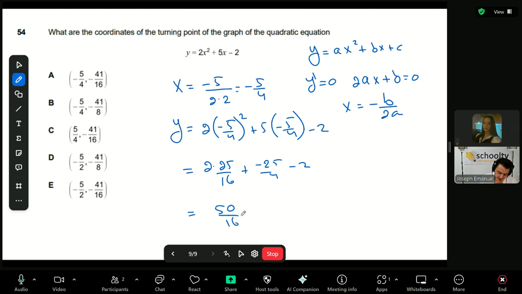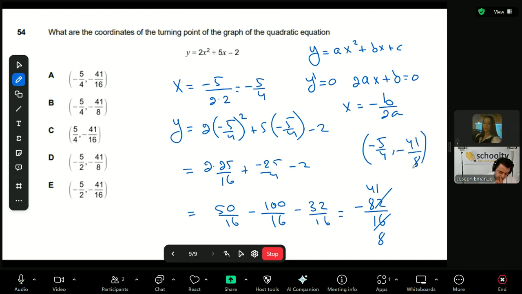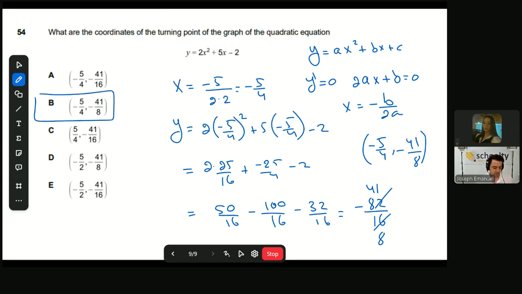You have 50 on 16, 100 on 16. It's okay to continue? 32, 16. How much will it be? Minus 50, minus 82. 8 and 41. So you have minus 5 on 4, minus 41 on 8. This is D. Let's check if it's the correct answer. Question number 54, B. Okay, next.